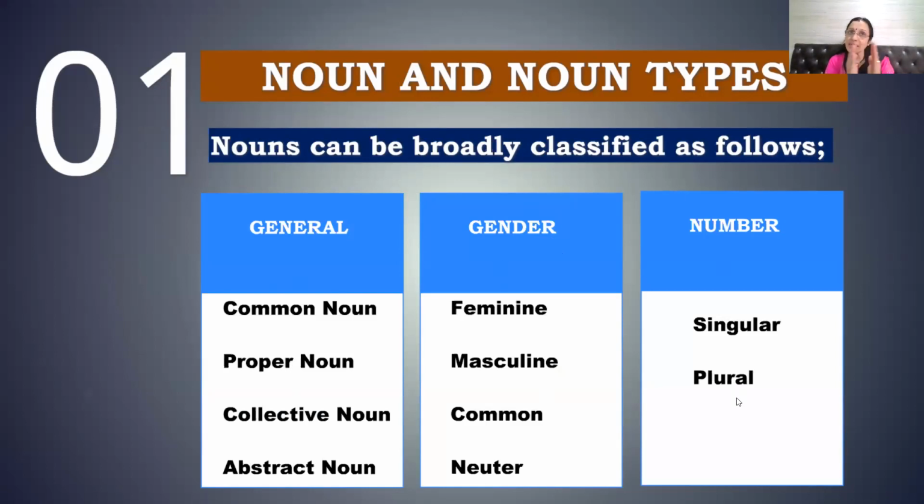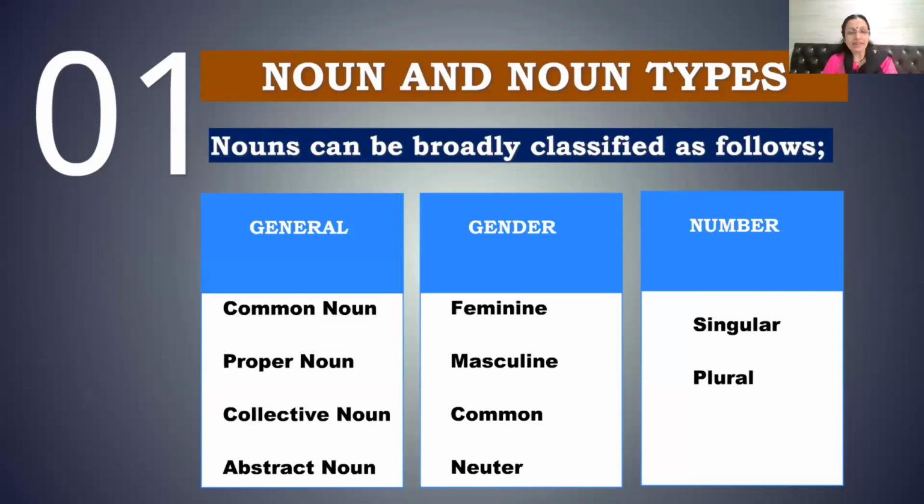Now, a common noun is generally for those which do not have a specific name. A proper noun is one which has a specific name. Collective is like a bouquet of flowers, a library of books, a word that is used to signify a collection. Abstract nouns are those which are not tangible. You can only feel them, you can only sense them, but you cannot touch them.